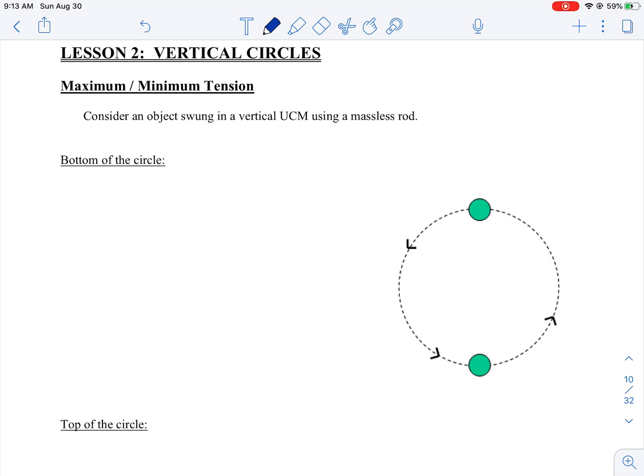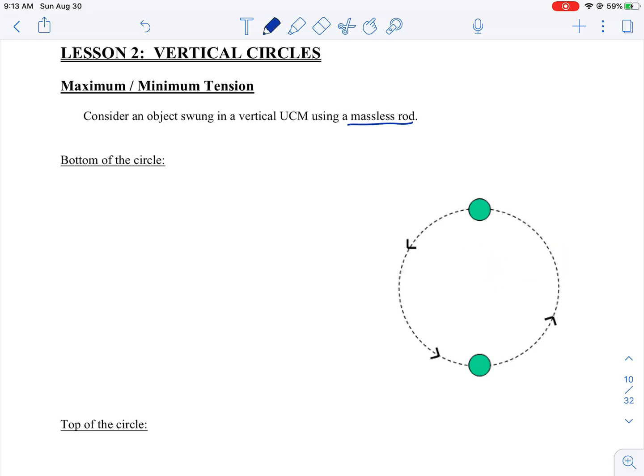We move on to vertical circles now. I want you to imagine that we have an object swung in a vertical circle, not a horizontal circle. It's done using what we call a massless rod. You don't have to draw this, but imagine that there is some kind of massless rod attached to that ball, and this thing is going around in uniform circular motion in some way. That's what we're trying to analyze. But because the rod is massless, we can ignore it. Let's get rid of it.